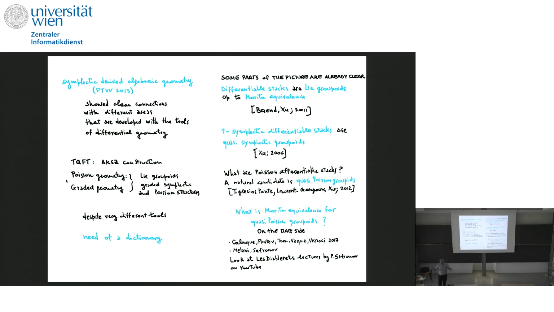But anyway, you have to think of a differentiable stack as an equivalence class of groupoids up to Morita equivalence. So you can define Morita... anyway, I'm going to discuss it. But from this point of view, a Lie groupoid is a presentation of a differentiable stack, and you can have equivalent presentations which are given by Morita equivalence. If you want to define a differentiable stack from this point of view, say it is an equivalence class of Lie groupoids up to Morita equivalence.